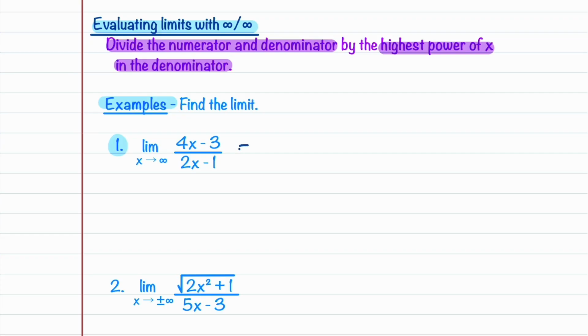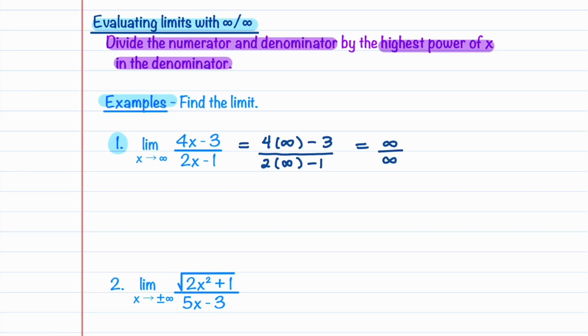So let's go ahead and do this. X is going to infinity, so we have 4 times infinity minus 3, all divided by 2 times infinity minus 1. 4 times infinity is going to be a lot bigger than minus 3, so I'm going to write that the top is equal to infinity. And then the same thing happens with the denominator. 2 times infinity is a lot bigger than minus 1, so we can write this as infinity. And we get the indeterminate form infinity divided by infinity.